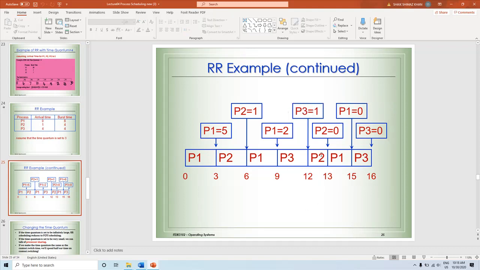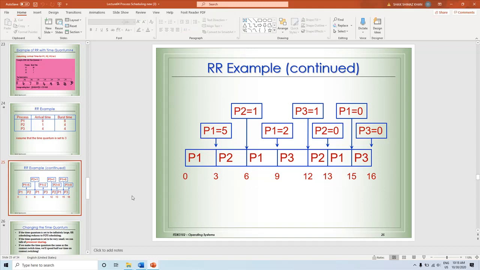Okay, now P2 is getting the chance. So P2 runs for 1 millisecond. Okay, then P2 exits, then P1 is running and P1 exits, P3 runs and P3 exits. So this is the order in which things actually happen.